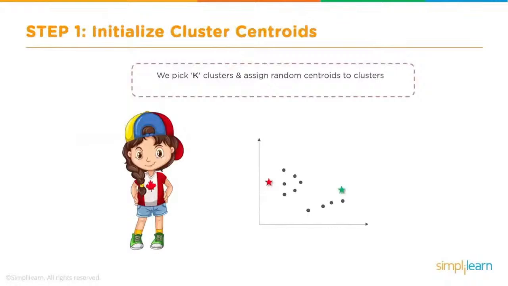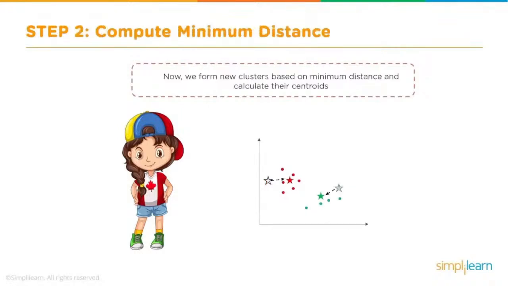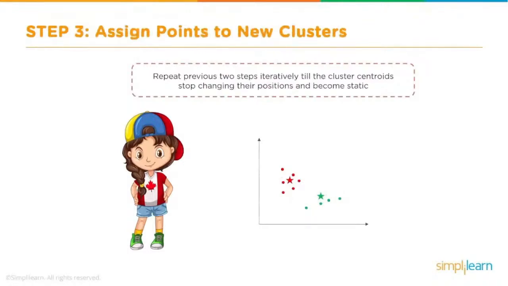But in K-means, we pick K clusters and assign random centroids to clusters, where the K clusters represents two different clusters. We pick K clusters and assign random centroids to the clusters, then we compute distance from objects to the centroids. Now we form new clusters based on minimum distances and calculate the centroids. So we figure out what the best distance is for the centroid, then we move the centroid and recalculate those distances. Repeat previous two steps iteratively till the cluster centroids stop changing their positions and become static.